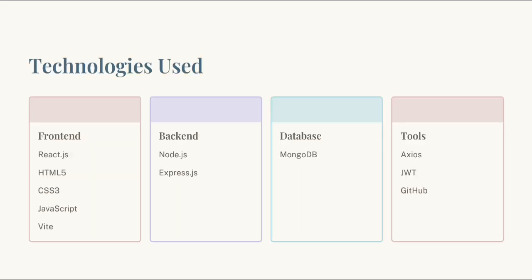The project was developed using the MERN stack. React.js is used for developing the front-end user interface. Node.js and Express.js handle back-end processing and API development. MongoDB stores all application data such as users, food items, and orders. Axios is used for API communication and JWT provides secure authentication. These technologies work together to create a scalable and efficient web application.